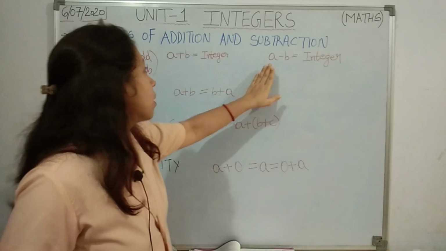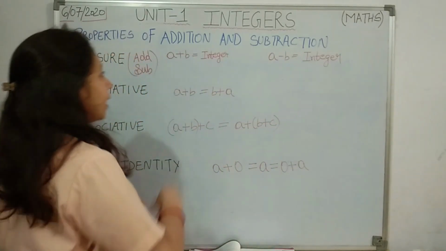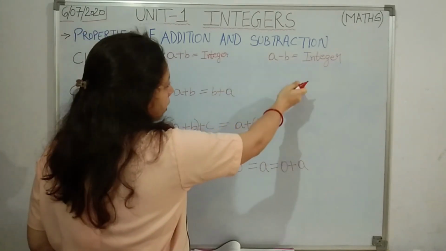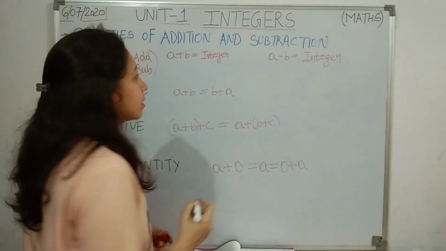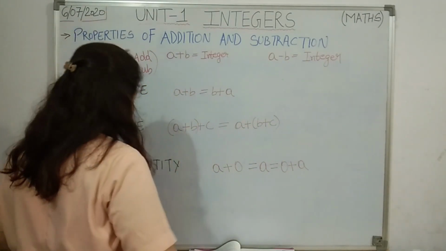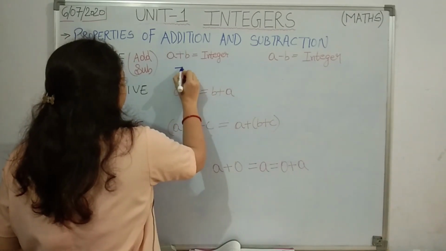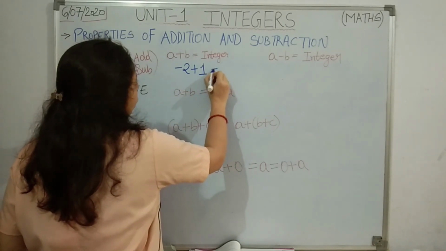Look, suppose I have taken a and b as two integers. On adding a and b, I will get the result as an integer. For subtracting two integers, again the result will be an integer. Let's understand this with one example. Suppose minus 2 plus 1 is equals to.